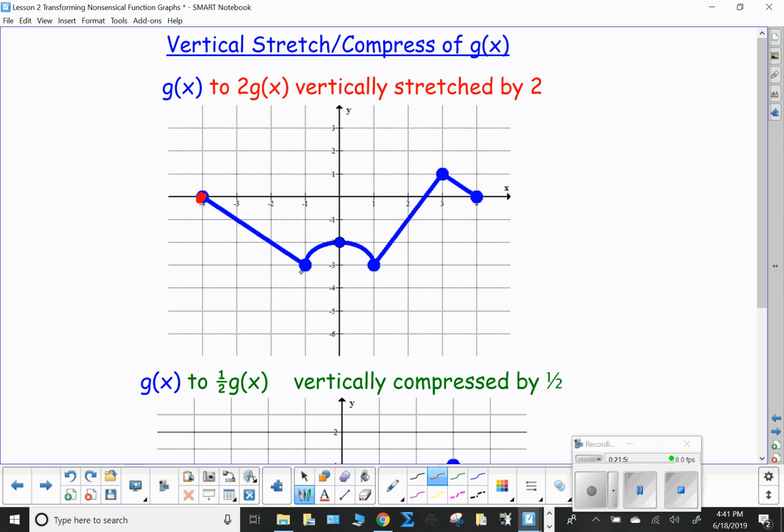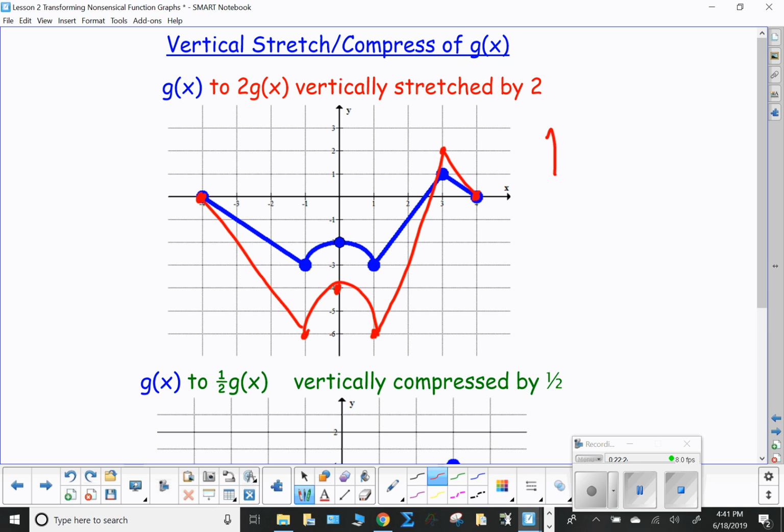Stays here. 2 times -3 is -6. 2 times -2 is -4. 2 times -3 is -6. 2 times 1 is 2. 2 times 0 is 0. I'm multiplying by the y value of each point. I reconnect. And there we go. Vertically stretch.